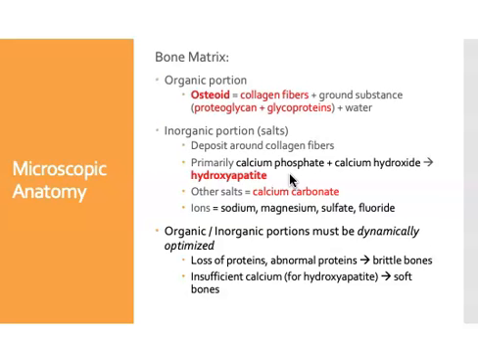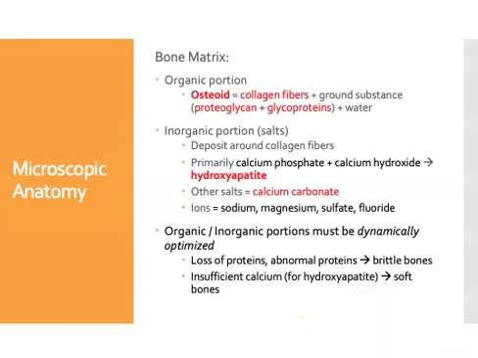The organic and the inorganic portions of bone have to be very carefully balanced with each other, and the body is constantly tweaking these two portions. When people lose a lot of protein or they produce abnormal forms of these proteins, they end up with what we call brittle bones. In comparison, when they don't have enough calcium, in other words, enough to build hydroxyapatite, they end up with what we call soft bones.